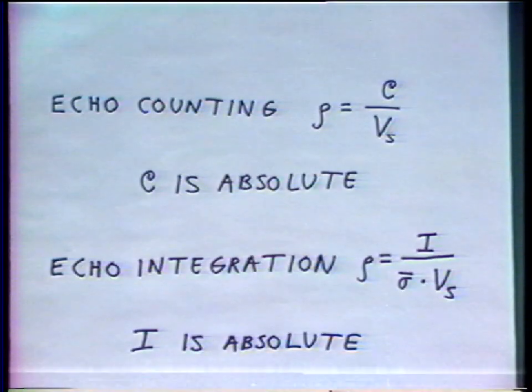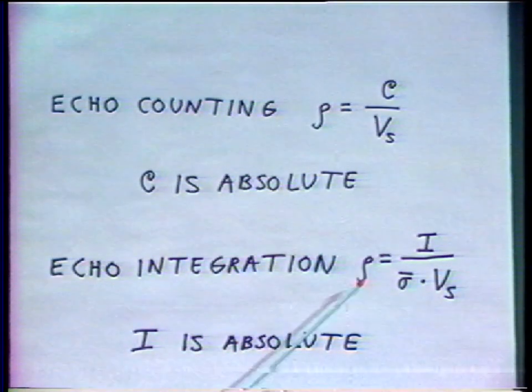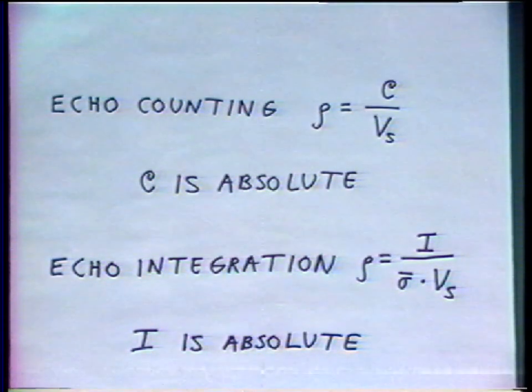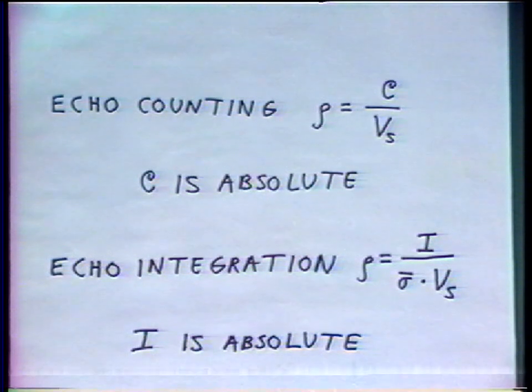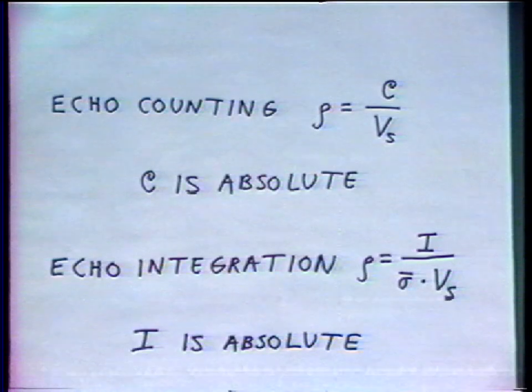The particular need for calibration is seen in the basic equations for echo counting and echo integration. In each of these, the computed fish density rho is directly related to a measured quantity, the count C, or echo integral I. Since these are absolute, an error in calibration will introduce an immediate error into either estimate of fish density. The motivation for calibrating is now clear.